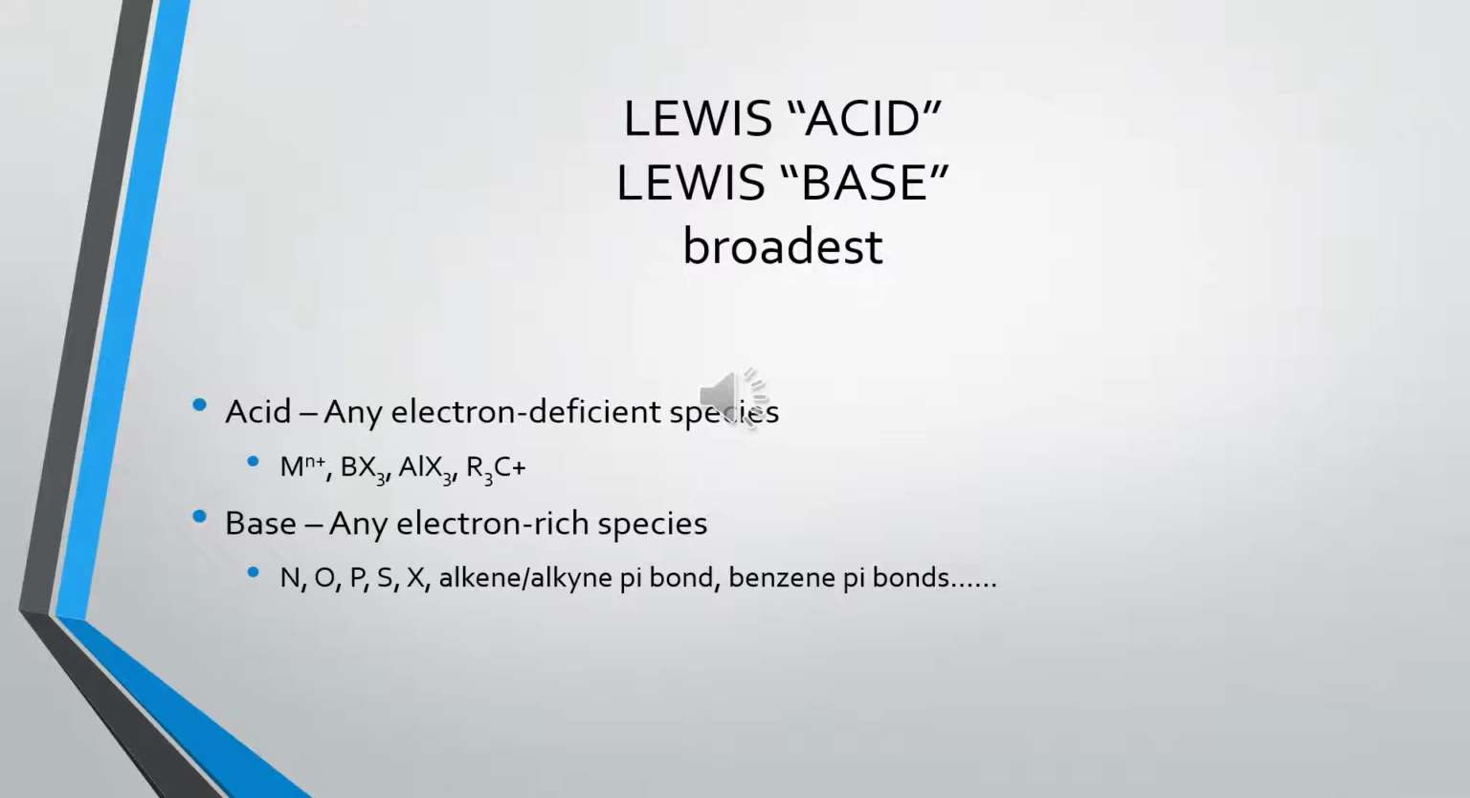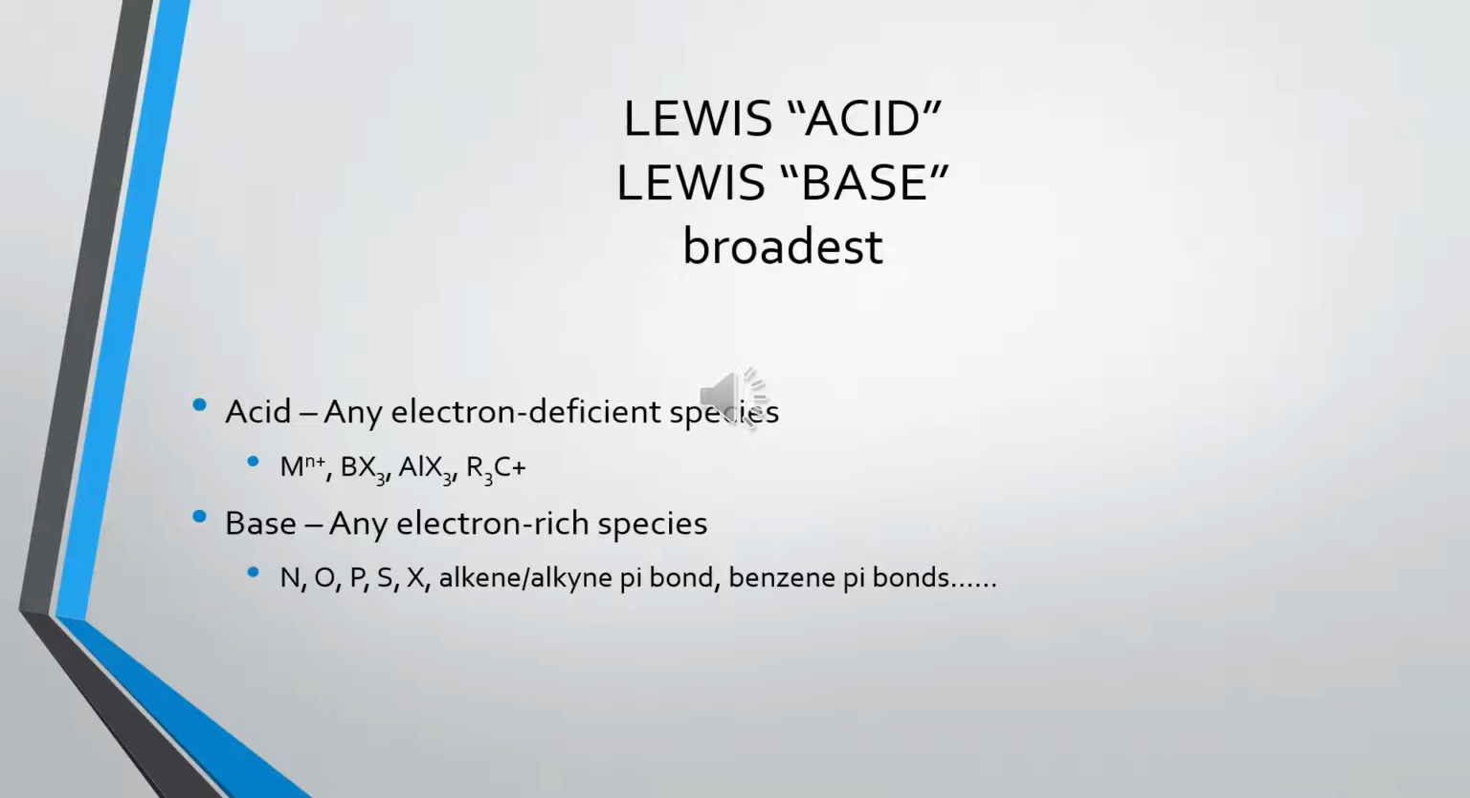Very commonly, boron and aluminum compounds, because remember, these are octet deficient elements. They only have 3 valence electrons. They can only make 3 covalent bonds. Therefore, there are 6 electron species, and by definition, electron deficient. Carbocations are also in this list. What about bases? Pretty much any element that has at least one lone pair: nitrogen, oxygen, phosphorus, sulfur, halogens, except for fluorine, too electronegative. Interestingly, the pi bonds in alkenes and alkynes, the pi bond system in benzenes, these can also be considered Lewis bases.